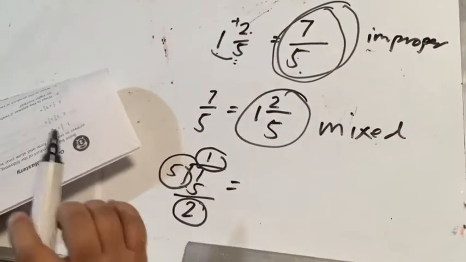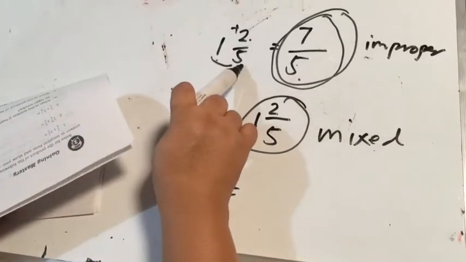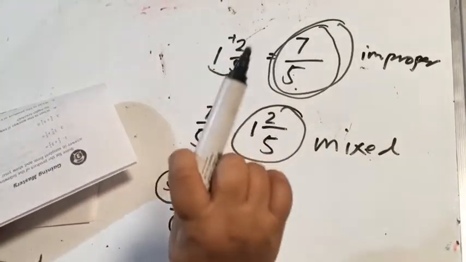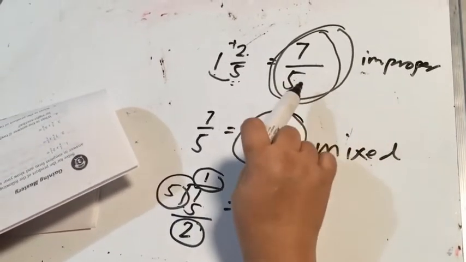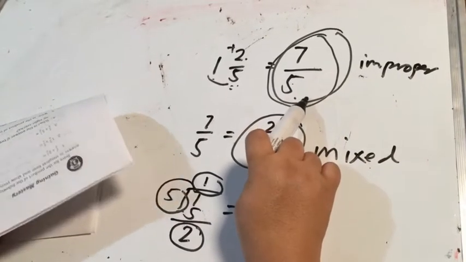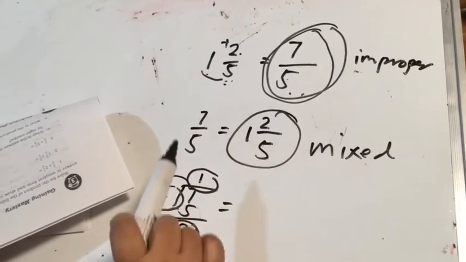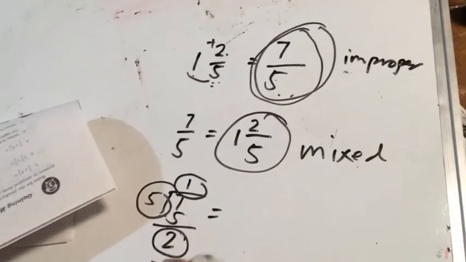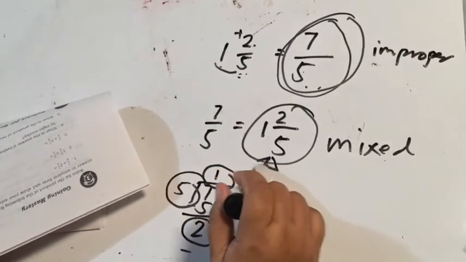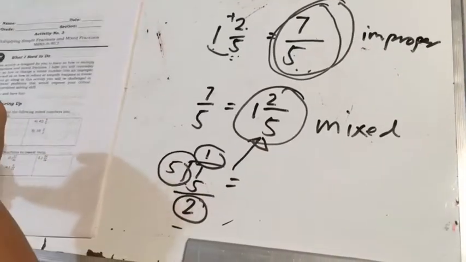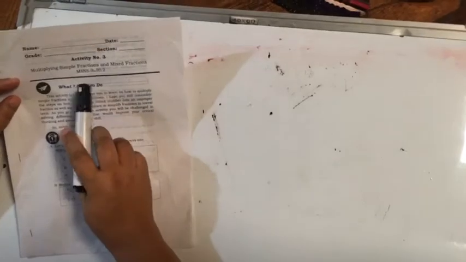So this is how you change from mixed: you multiply, add the numerator, and it will give you the improper. When you change improper to mixed, you divide the numerator by the denominator, and of course, this will be now your mixed form. Proceed now to multiplication of simple fraction and mixed fraction. Okay, how to do it?